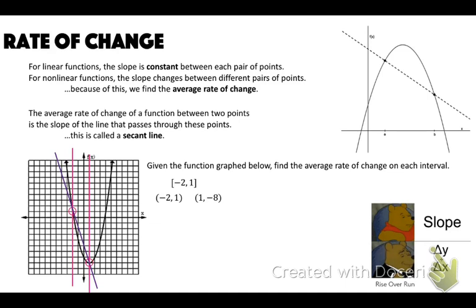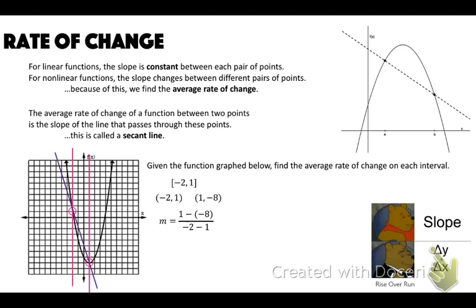Okay, and we could just look at this and see, oh, okay, well I go over 1, 2, 3, and I go down 1, 2, 3, 4, 5, 6, 7, 8, 9. So it's rise over run. So that's going to be down 9 over 3. So I'm guessing this is negative 3. Let's see if I'm right.